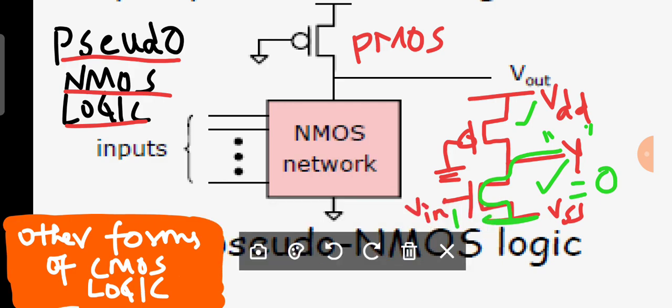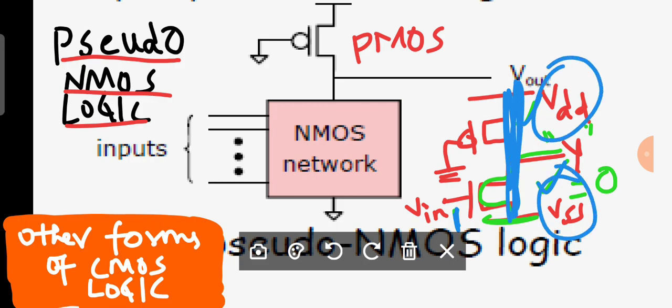I will use some other color. When Vin is equal to 1, this is in on condition and this is also in on condition, therefore there is a static power dissipation from VDD to VSS. I hope all of you are clear. That is an important thing you have to remember.